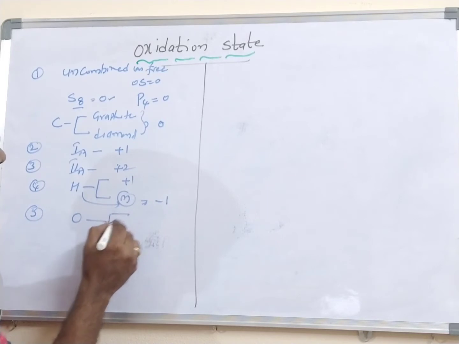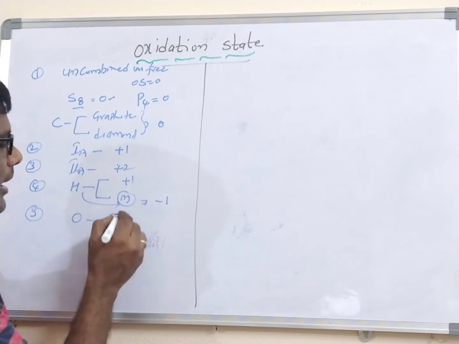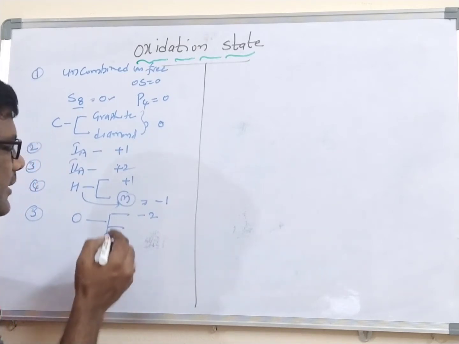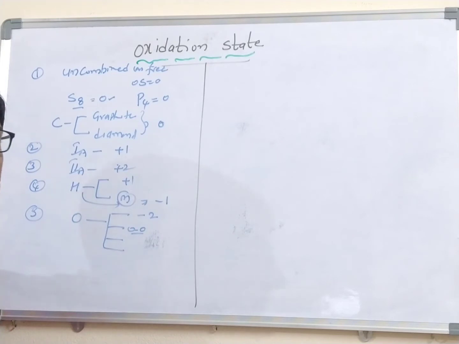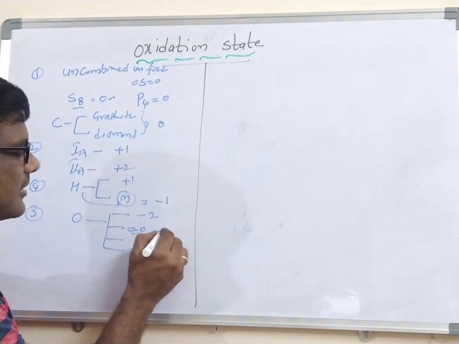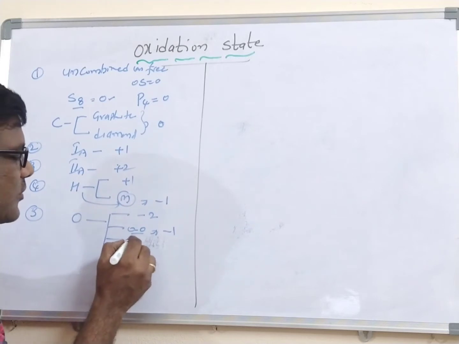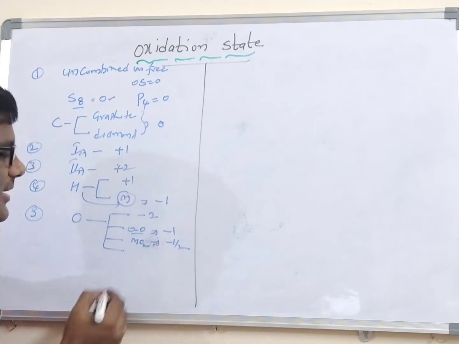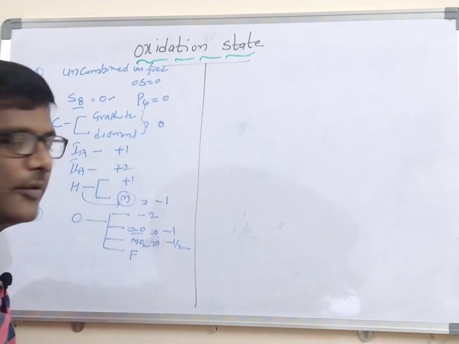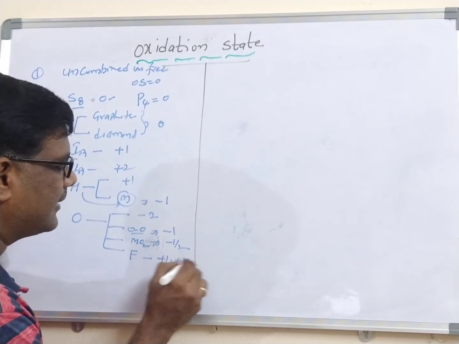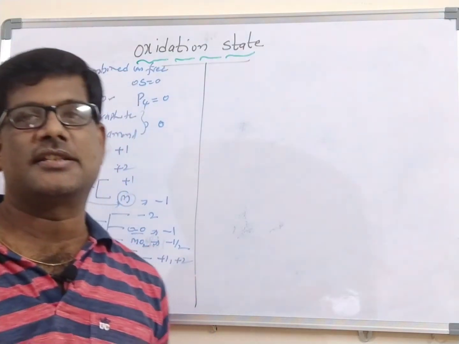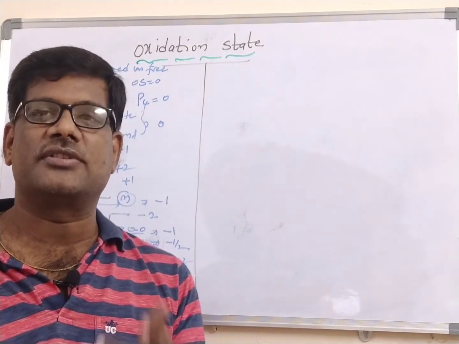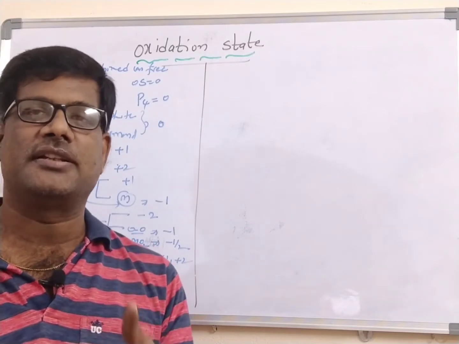Number 5, oxygen shows different oxidation states based on the compound. Normal oxygen has oxidation state -2. In a peroxide, the O-O bond is called the peroxy bond. In the peroxy bond, the oxygen oxidation state is -1. In a superoxide, MO2 type, the oxidation state of oxygen is -1/2. Whenever it combines with fluorine, it shows +1 and +2. You will find variable oxidation states for oxygen. Generally, normal it shows -2, in peroxide it shows -1, in superoxide it shows -1/2.